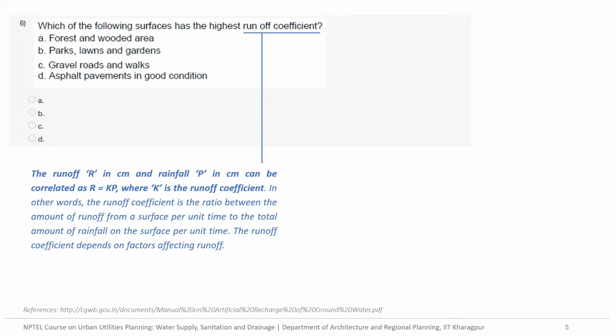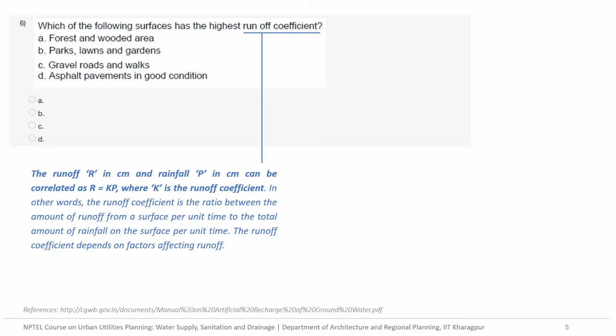Runoff is when the water moves towards streams or lakes or some water body, which is not percolated, or absorbed by the soil, or evaporated into the atmosphere after falling on the ground. So surface runoff coefficient is essentially calculated as a ratio between the runoff on the surface and the total rainfall that fell on the surface per unit time.